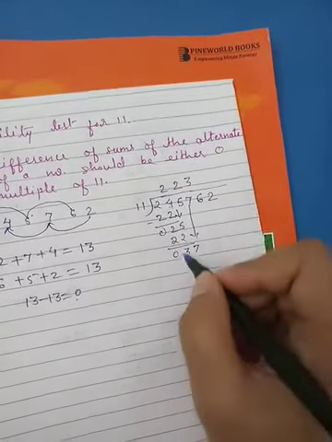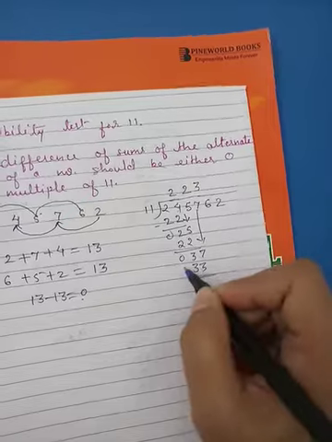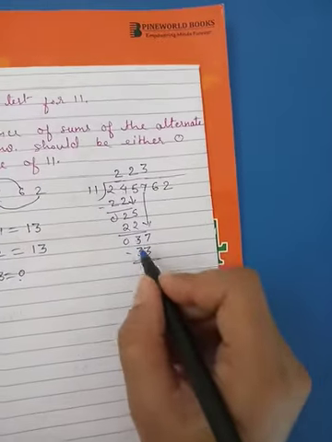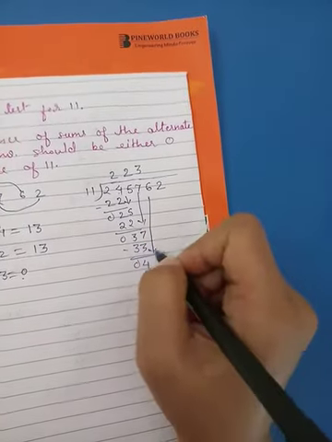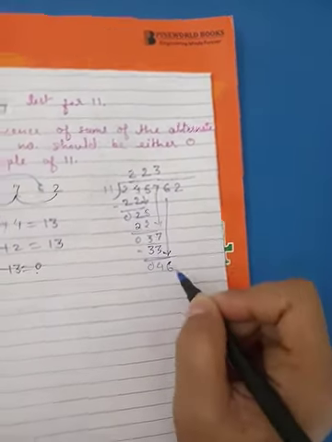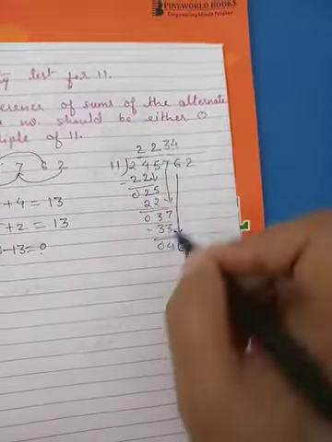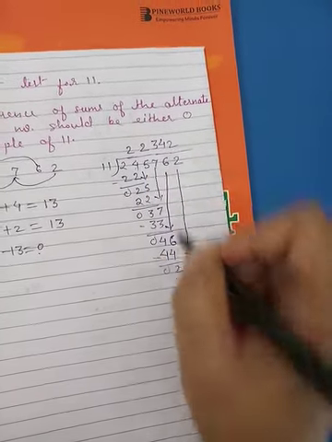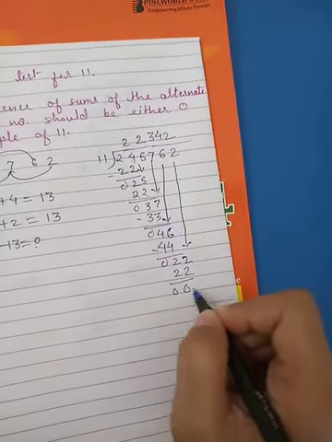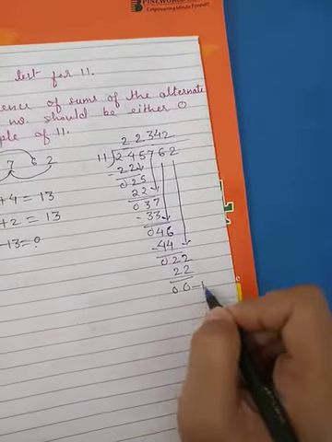11 threes are 33. So here you see 3 minus 3 is 0, 7 minus 3 is 4. Number 6. So 11 fours are 44. 6 minus 4 is 2, and the next number is 2. So 11 twos are 22. Remainder 0. That means the given number is completely divisible by 11.